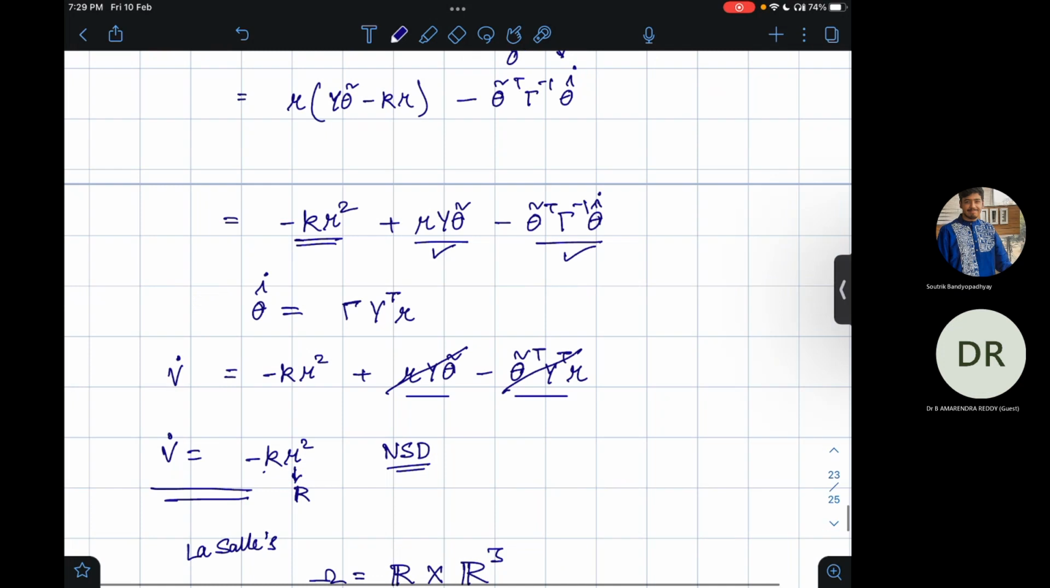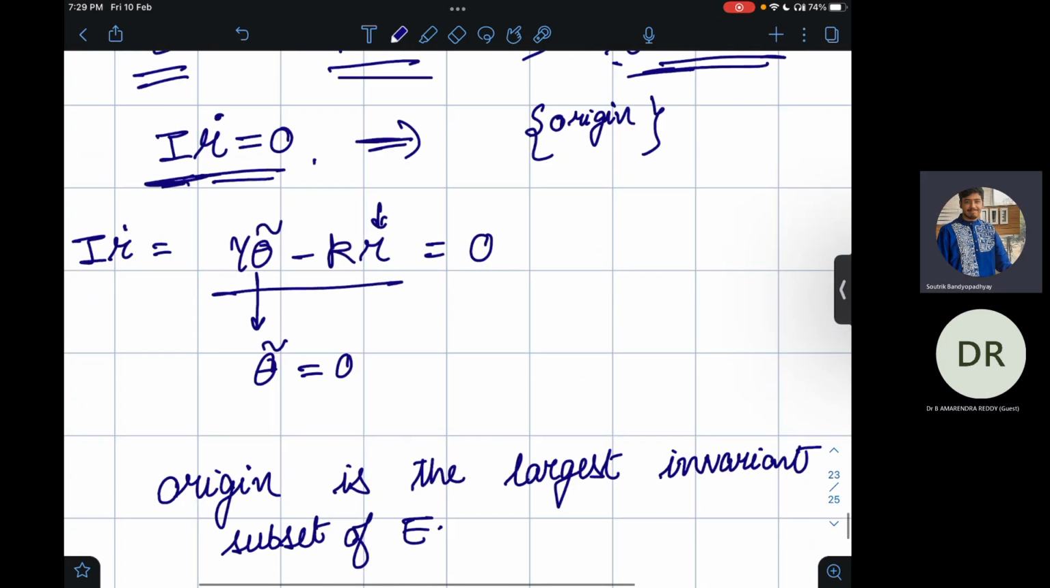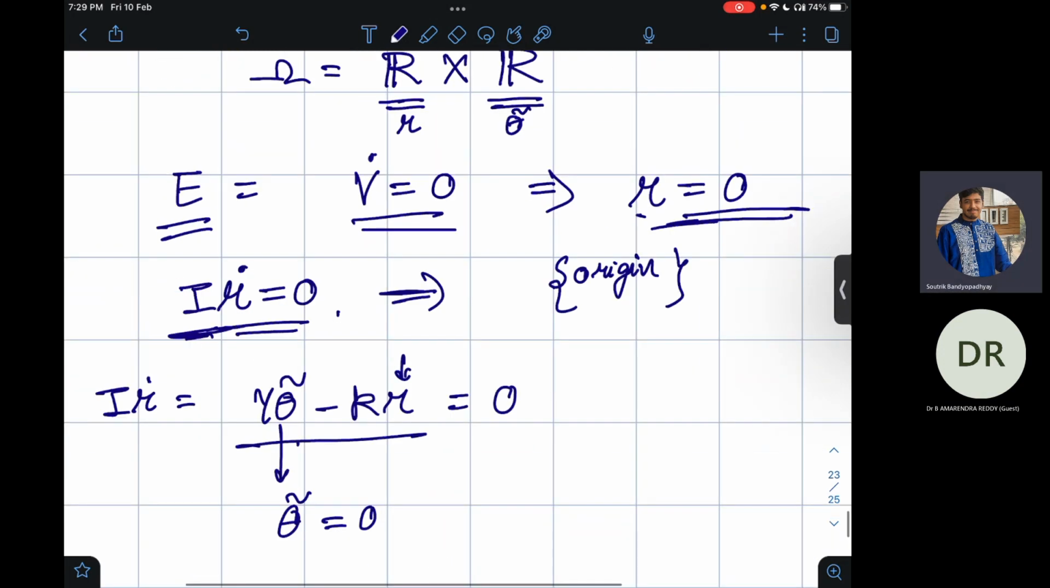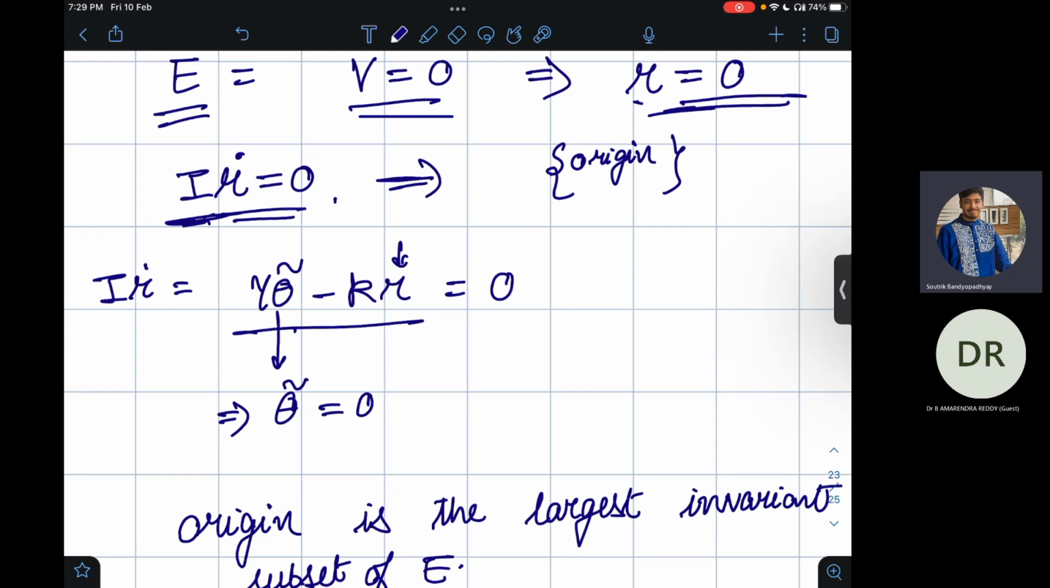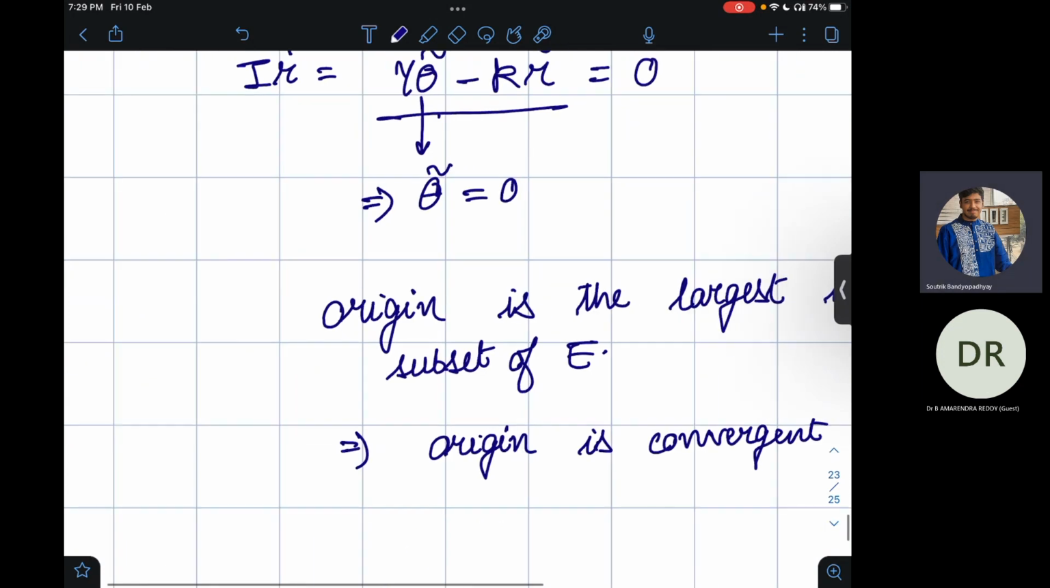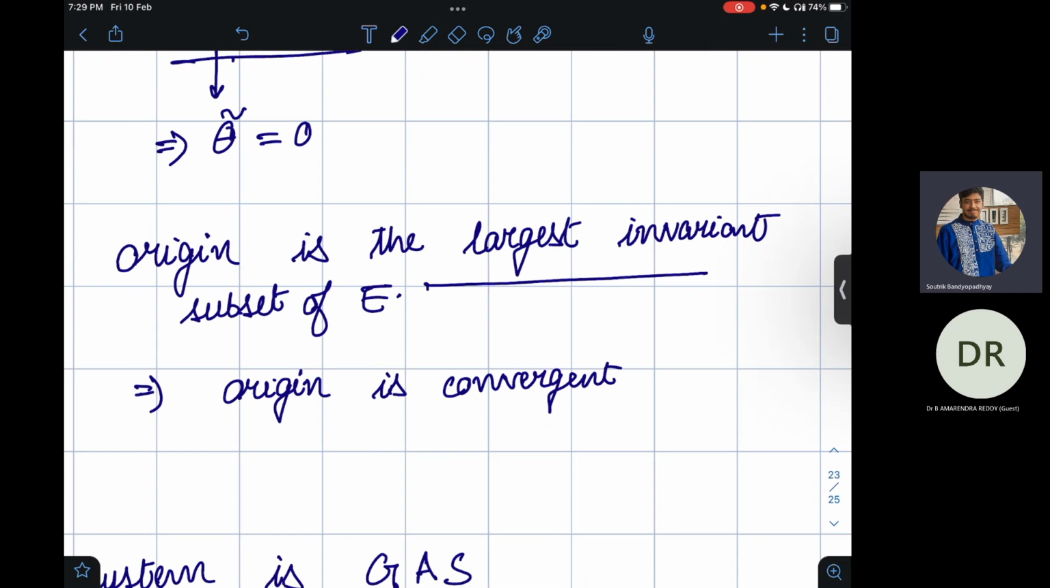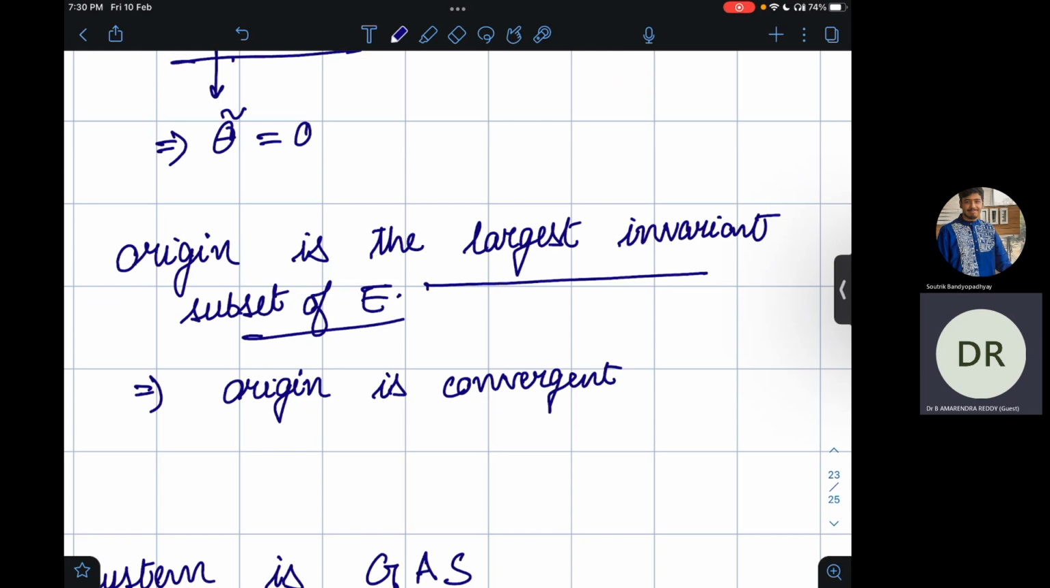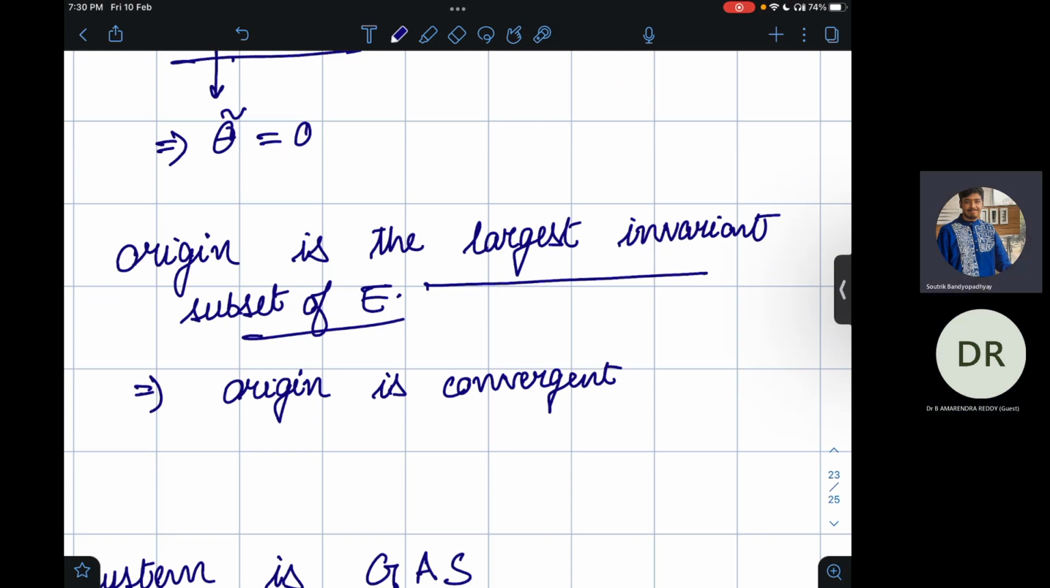Okay, so we can substitute it over here, and given that r is equal to 0, this entire thing equal to 0 implies that theta tilde is equal to 0. So r dot can be equal to 0 only where r is equal to 0 and theta tilde is equal to 0, which is nothing but the origin. So the origin is the largest invariant set, a subset of E. And by LaSalle's theorem, the origin is convergent.